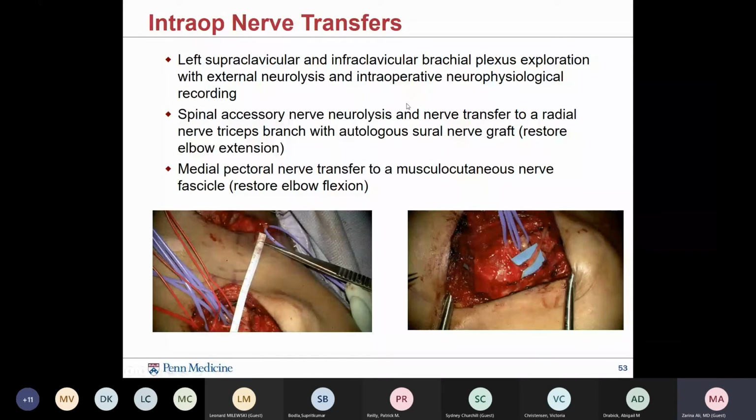So here we were able to explore the plexus and identify an extraplexal element like the spinal accessory nerve here, which is preserved in these cases, and transfer it to a radial nerve triceps branch in order to restore elbow extension, which was very weak in this patient. And then in this case, we also utilized the medial pectoral nerve, which was still functional, and coapted that to the musculocutaneous nerve in order to restore elbow flexion. So to get back elbow flexion and extension.